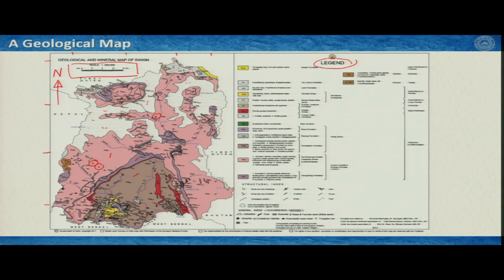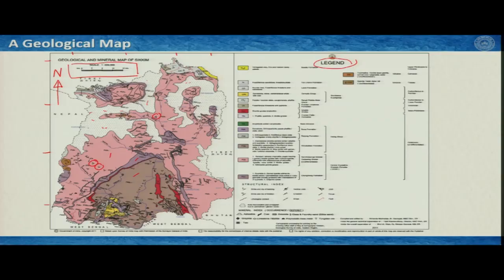So these are the very important aspects of this map, apart from the different colors indicating different lithologies, the different symbols of structural data and so on. You have to have a legend, you have to have scale in your map, you have to assign what is the north direction, and if possible in the map you also, if it is a large scale map, you suggest what is the latitude and longitude your mapping area is.